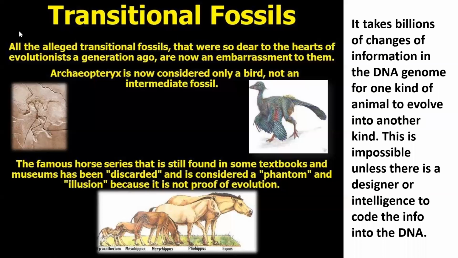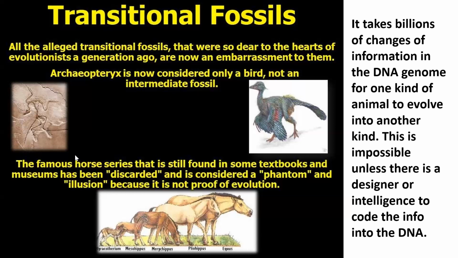So you look at transitional fossils. All the alleged transitional fossils that were so dear to the hearts of evolutionists a generation ago are now an embarrassment to them. Archaeopteryx, okay, they said that Archaeopteryx was a dinosaur in between dinosaur and bird. It is now considered pure bird and not an intermediate fossil. Okay, it's a pure bird. It's not in between dinosaur and bird.